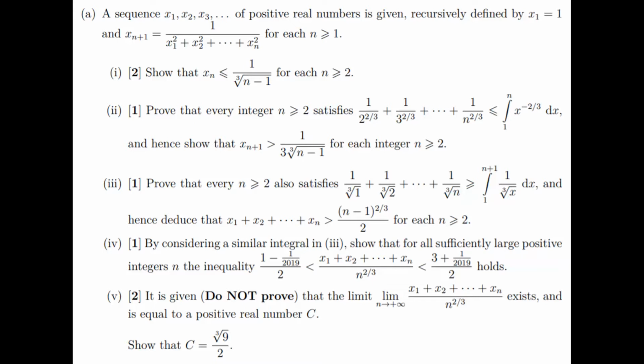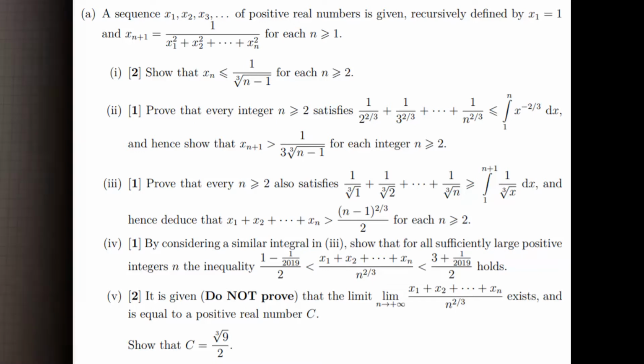I'll work through part 4, which asks us to consider a similar integral to the one we looked at in part 3. And in doing that, show that for all sufficiently large positive integers n, the inequality 1 minus 1 on 2019 on 2 is less than (x1 plus x2 plus all the way up to xn) on n to the 2/3, which is less than 3 plus 1 on 2019 on 2. So we want to show this inequality, and we're given 2 hints. First, that we want to look at an integral similar to the one from part 3, and we're also focused on sufficiently large positive integers n.